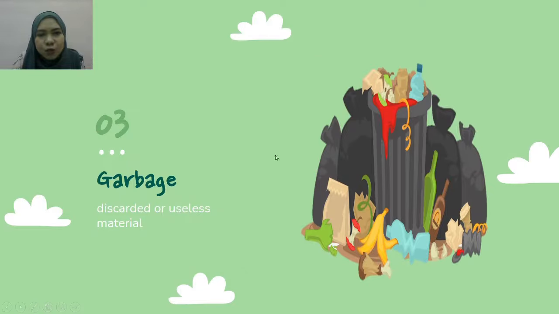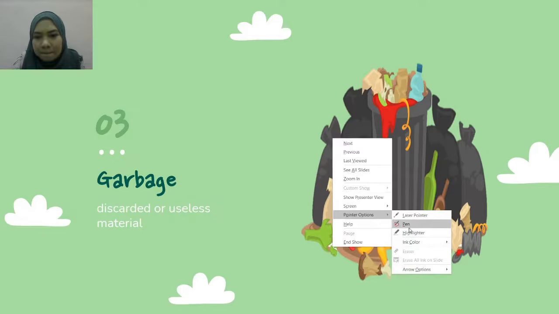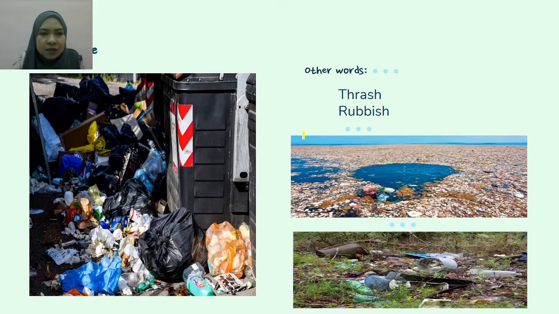Okay, third word is garbage. Garbage is discarded or useless material. This is the picture of garbage. Garbage, also known as trash or rubbish. Garbage, trash and rubbish are the same things. Okay, these are the pictures of garbage.